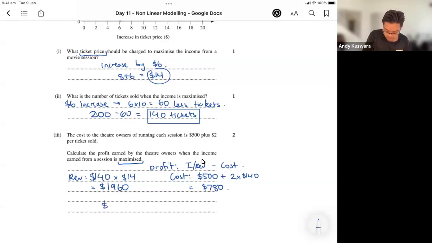Now, how do I calculate the profit? It's my revenue minus my cost, and that would be $1,180 profit. There you go.